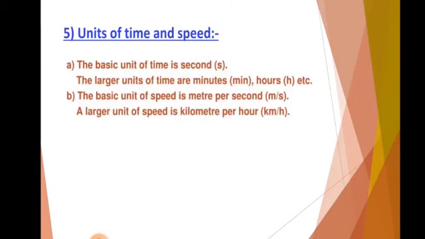Now let us understand the units of time and speed. So the basic unit of time is second. The larger units are minutes, hours, days, because that depends on what we are trying to calculate. And the basic unit for speed is meter per second, and a larger unit would be kilometer per hour when we are traveling over long distances.